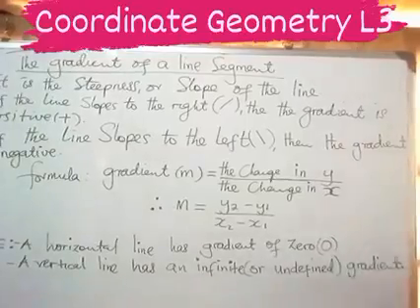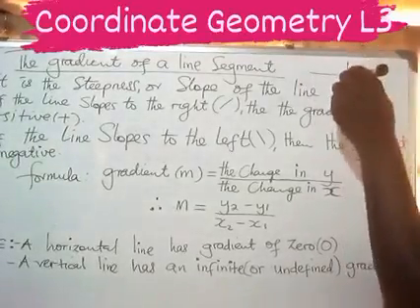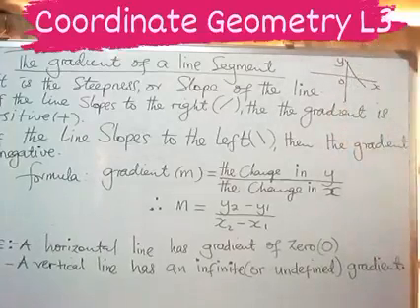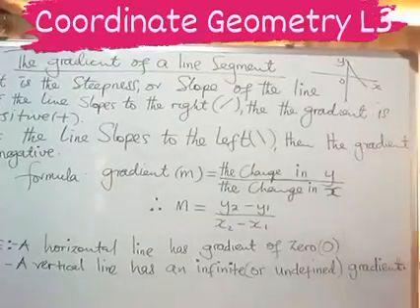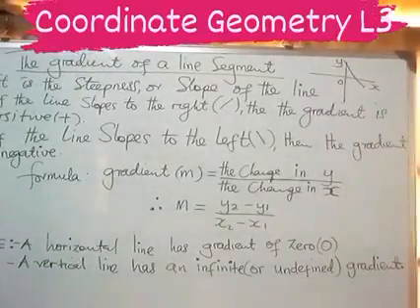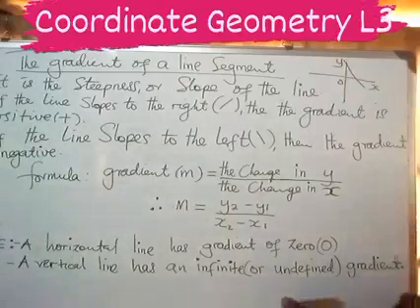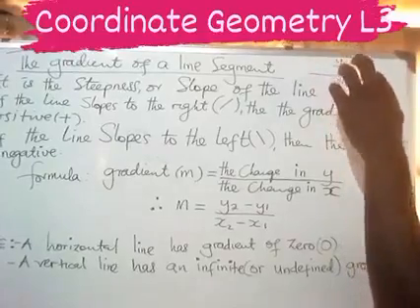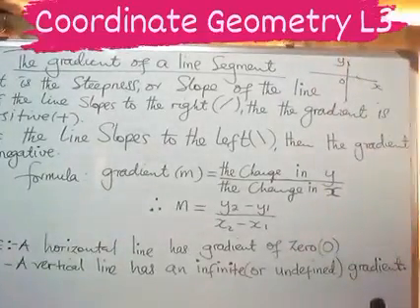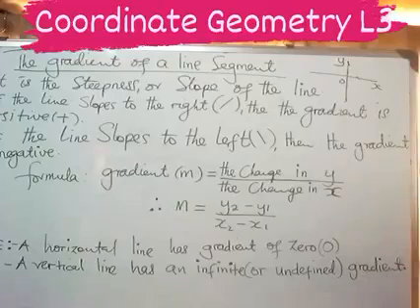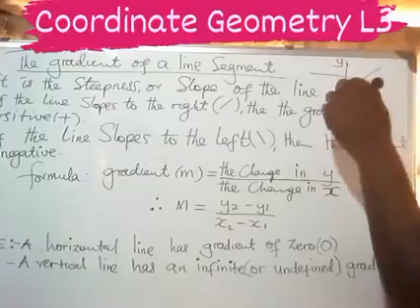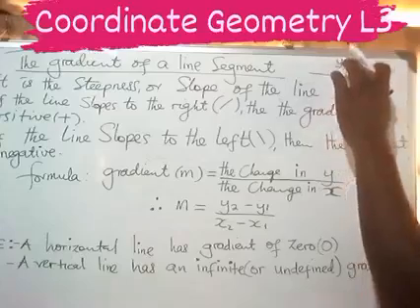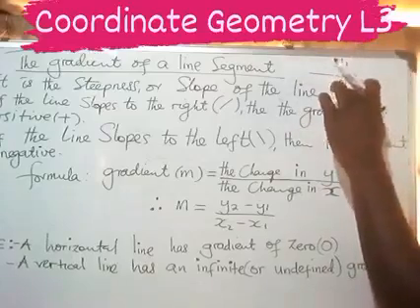What I mean is, if you have the Cartesian X-Y plane, with the X-axis and Y-axis, and we are finding the gradient of a line like this, this line is sloping to the left. So the gradient there will be negative, sorry, negative. But if the line slopes like this, because it's sloping to the right, the gradient is positive.